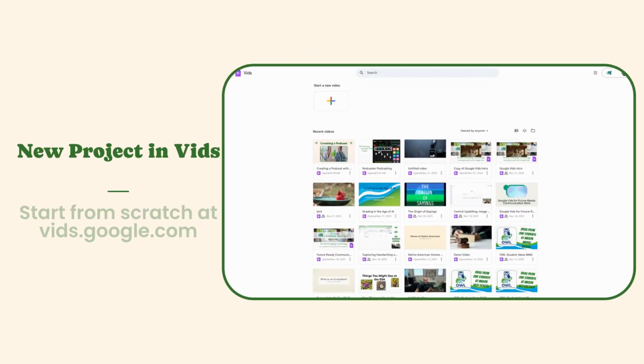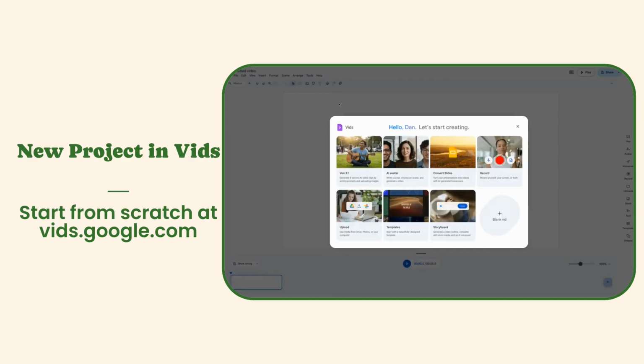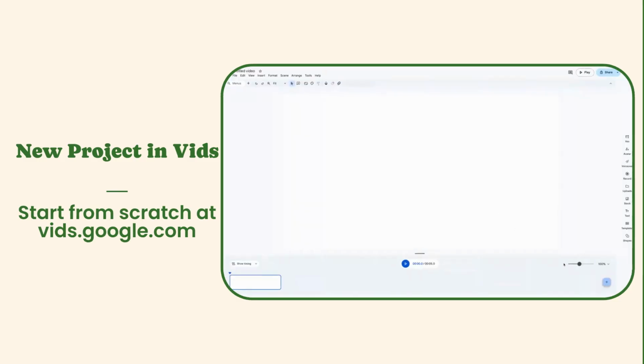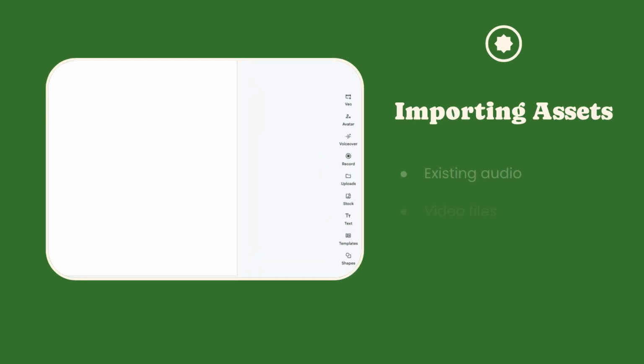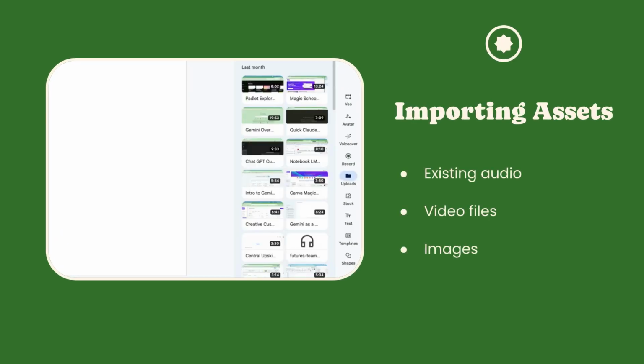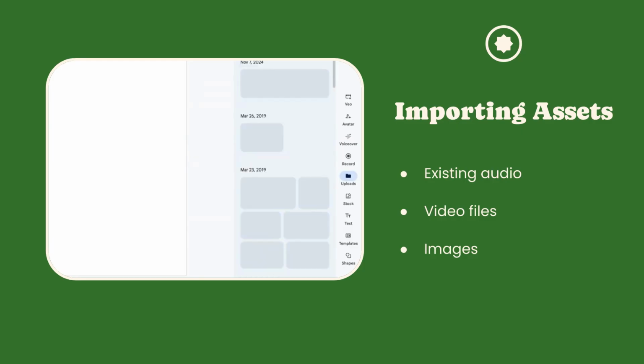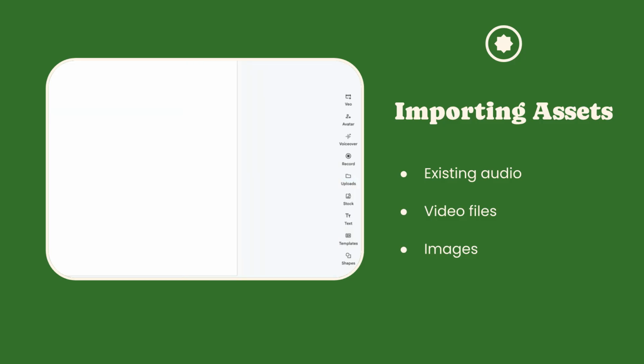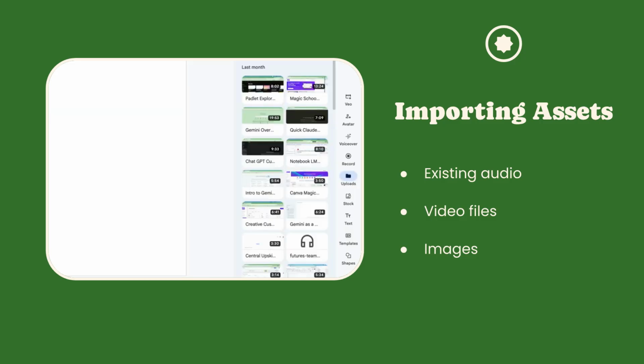To begin, open Google Vids and select Create New Project. This is your canvas for your entire podcast production. If you already have raw audio or video recordings, you can easily import these assets into your new Vids project by using the Uploads button on the right-hand side. If it is in your Google Drive, you can use it in Google Vids.